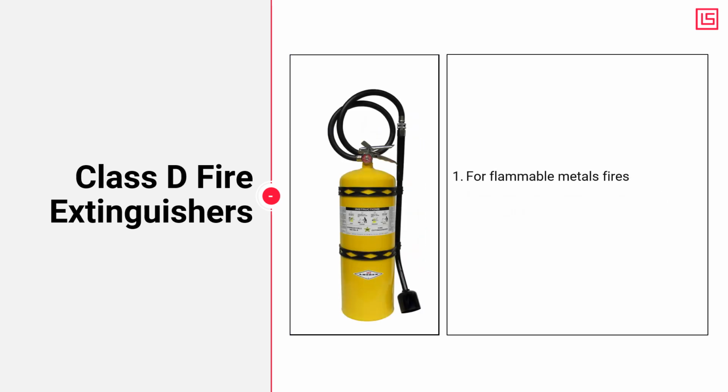Class D fire extinguishers are usually yellow in color, but they can also vary, and they are specifically designed for fires involving combustible metals such as magnesium, sodium, or titanium. They typically contain a dry chemical powder and work by smothering the fire.